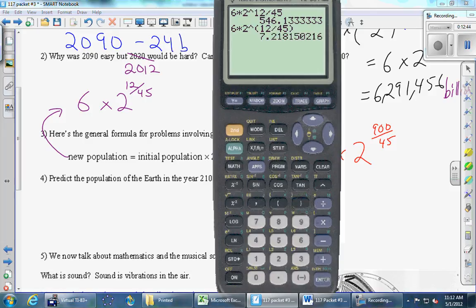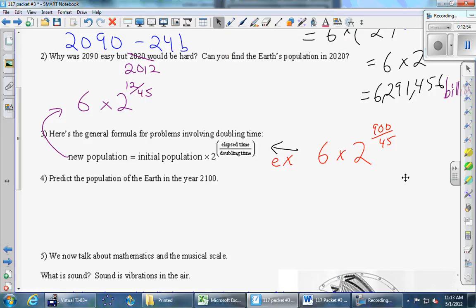Okay, 7.2 billion. This predicts 7.2 billion right now. In reality, we just passed 7 billion. That's not too far off. Okay, so that's around 7.2 billion. Questions on the new formula?